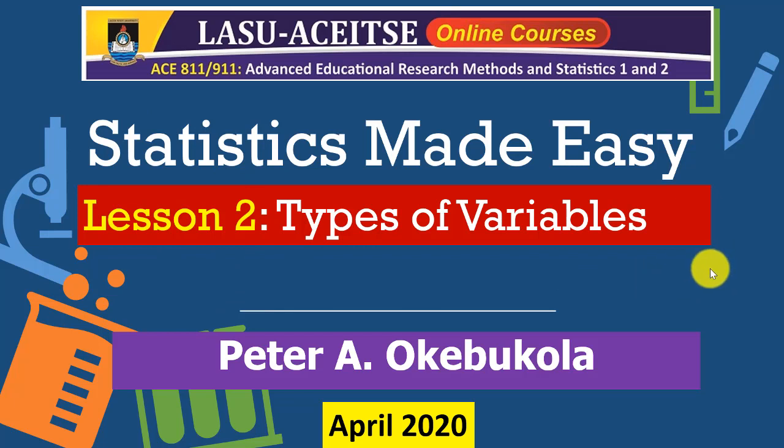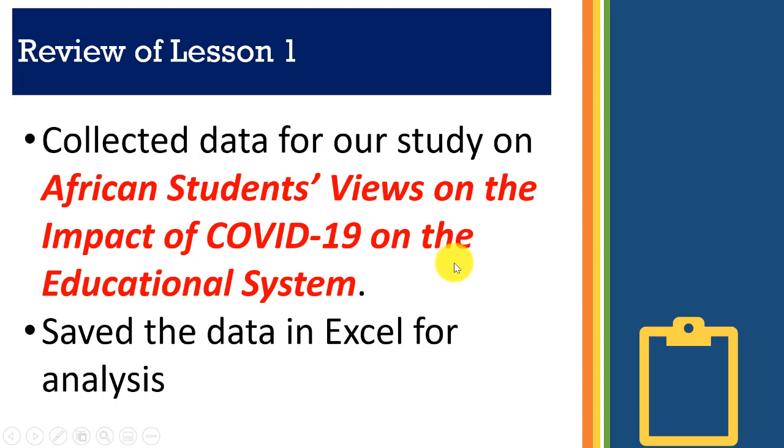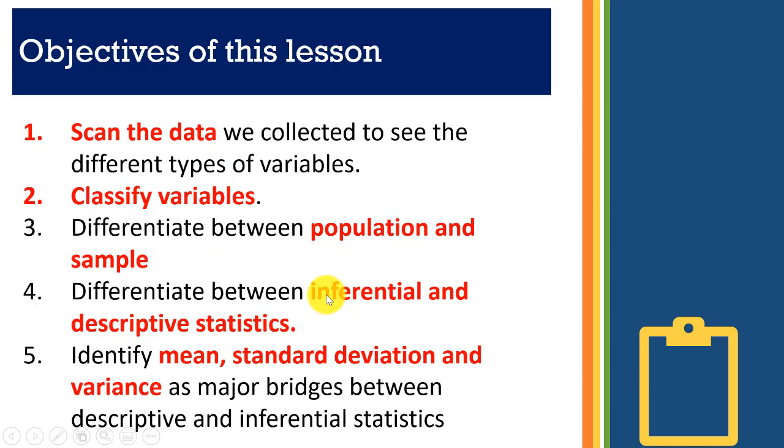In lesson 1, I concluded by saying that we're going to have in lesson 2 means, standard deviation, and variance. But I thought that we could have types of variables as a prelude to that. I am Peter Okebukola. What did we do in lesson 1? What we did was to collect data for a study on African students' views on the impact of COVID-19 on the educational system. After collecting the data, we then saved it in Excel for further analysis.